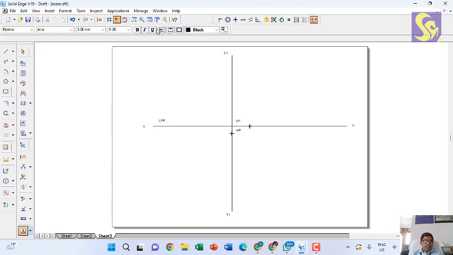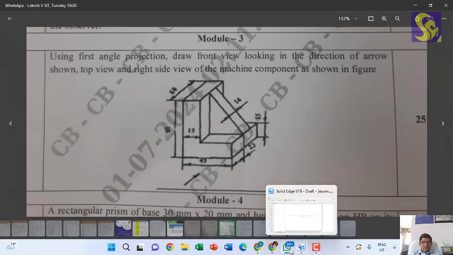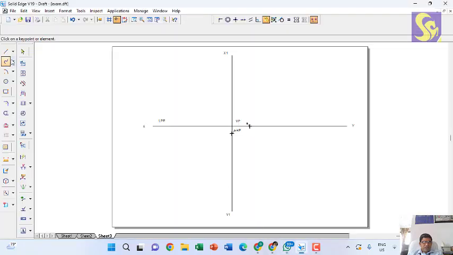I have to label the XY line as well as the X1 Y1 line. Okay. So to draw the first, that is the front view, I can see this 45 length, height of 15, and this height of 60, and this width of 15. So I'll draw accordingly.